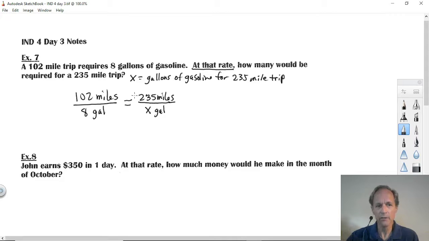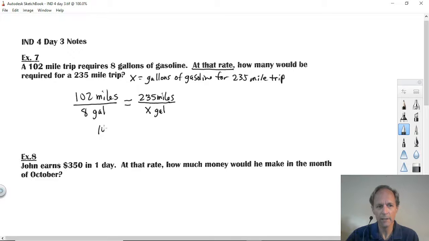So numerator is miles, denominator is gallons for both of the fractions. And by writing it down, writing the word, it might help you make sure you get it right. So we have the equation, and we'll just cross multiply and solve it. So when we cross multiply, we'll drop those words. We just had them there to help us make sure we didn't make a mistake.